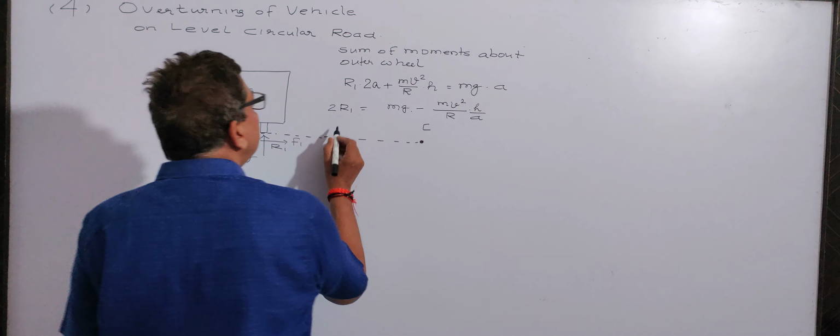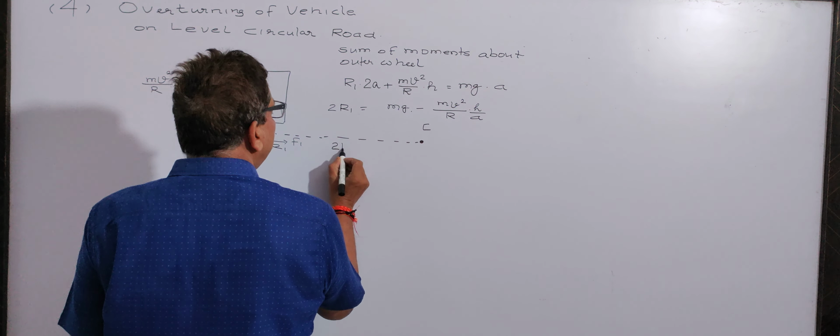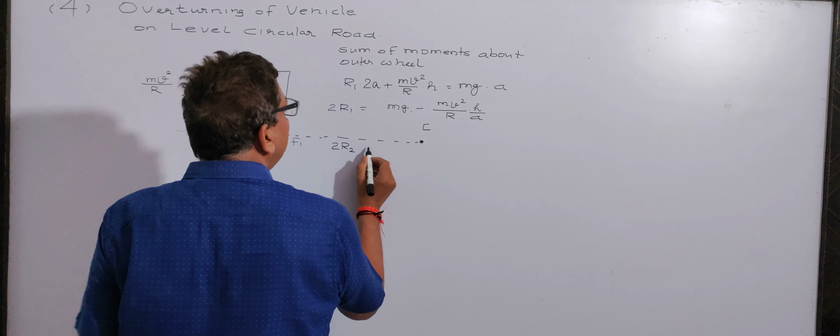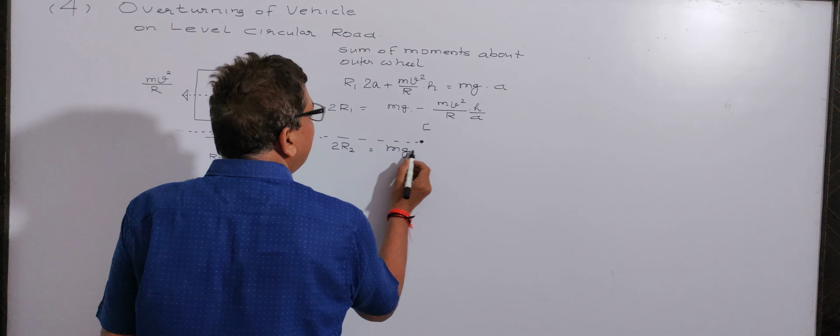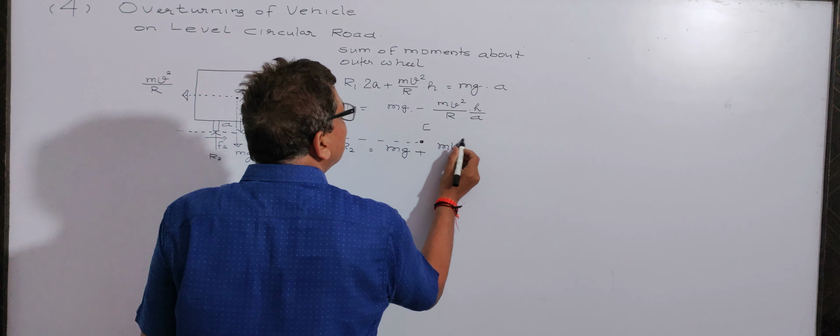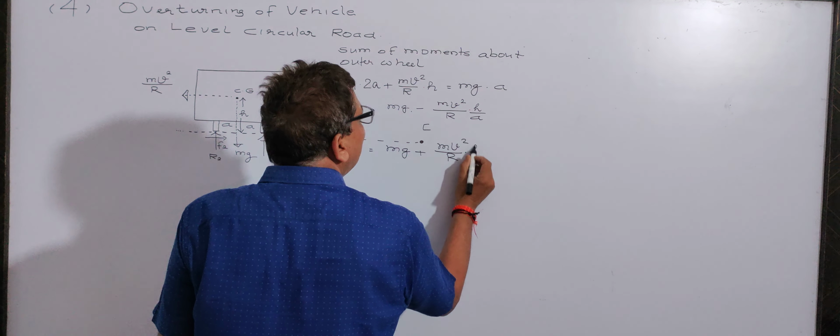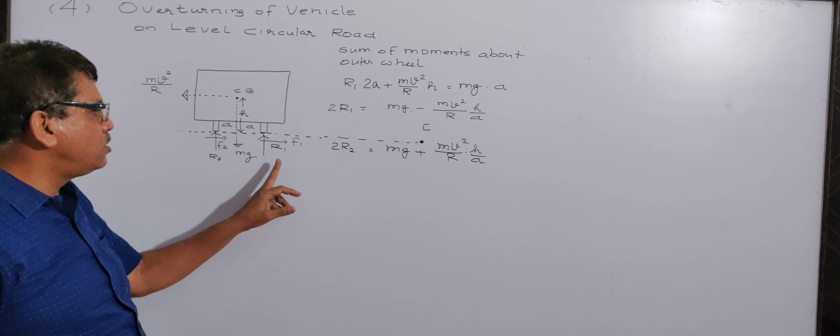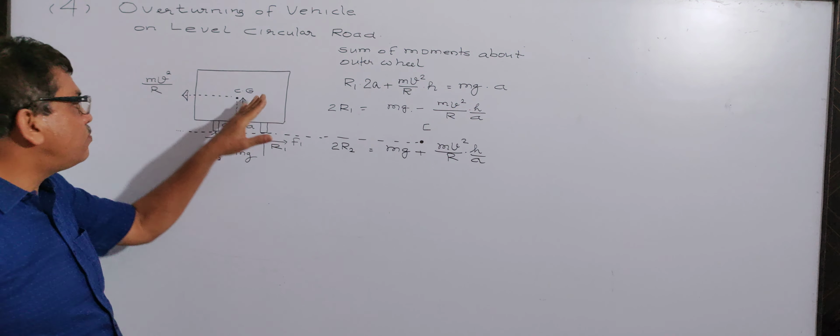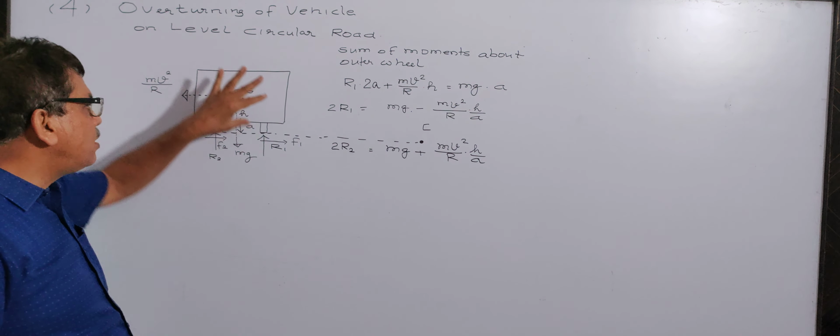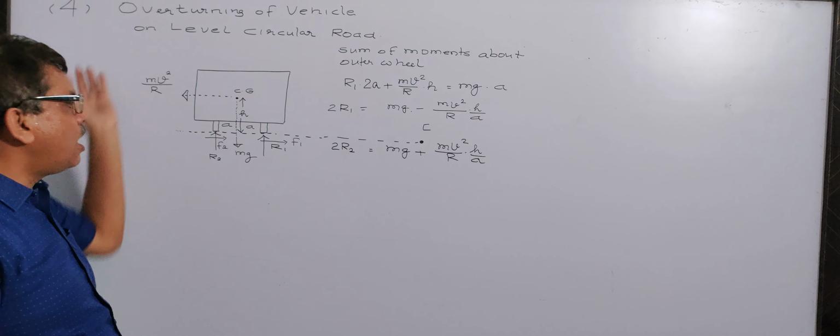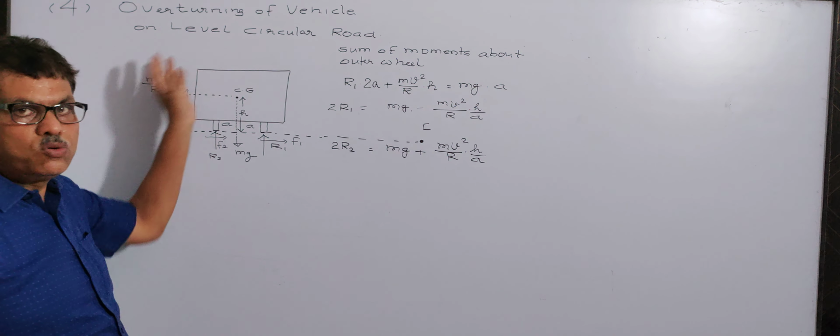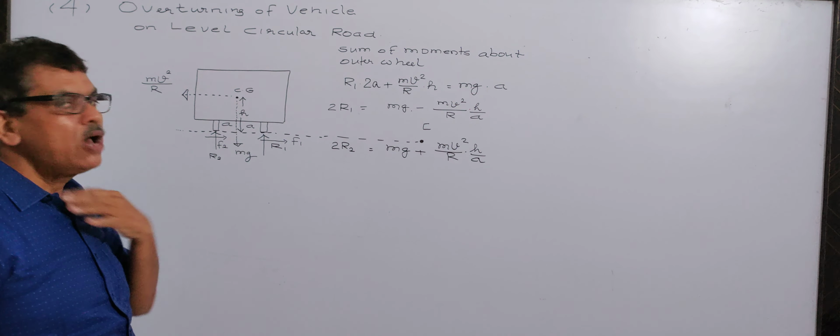Now I can find out 2R2. The reaction on the outer wheel is the sum of these two, mg plus mv square by r into h by a. Now here you will observe the reaction R1 is less than R2. In case of high speed, the overturn takes place towards the outer side, the vehicle starts rotating about the outer wheel and R1 becomes 0.